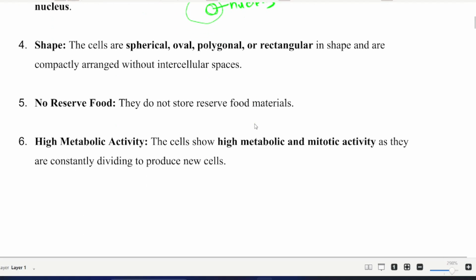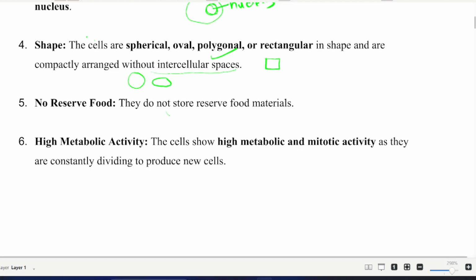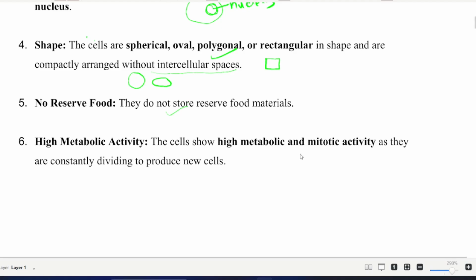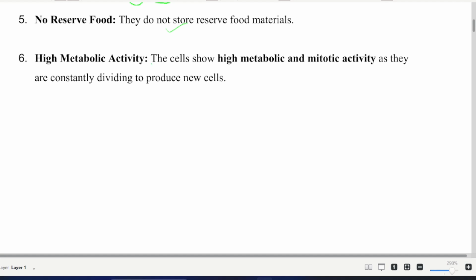Likewise, talking about the shape, the cells are spherical, oval, or polygonal or rectangular in shape, and are compactly arranged without intercellular spaces. As I have already said, they do not store reserve food material, so they have small or no vacuoles, as they have high metabolic and mitotic activity, as they are constantly dividing to produce new cells.